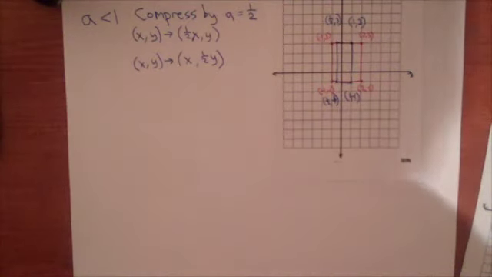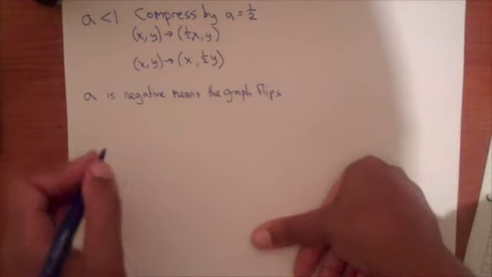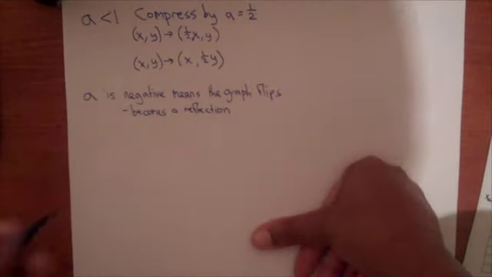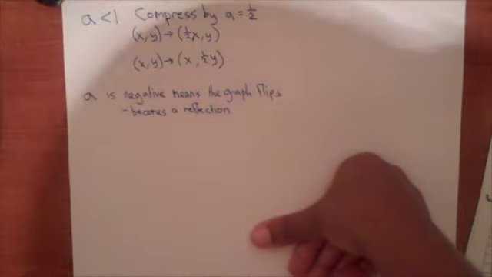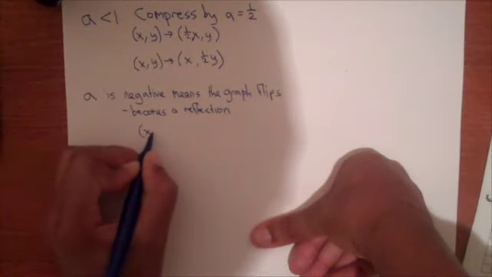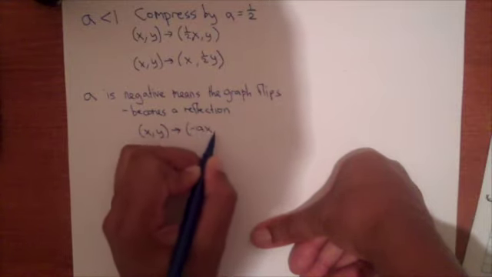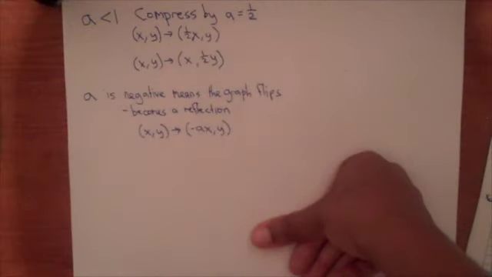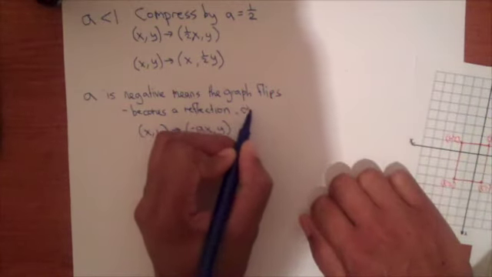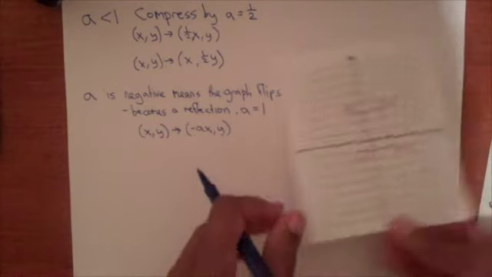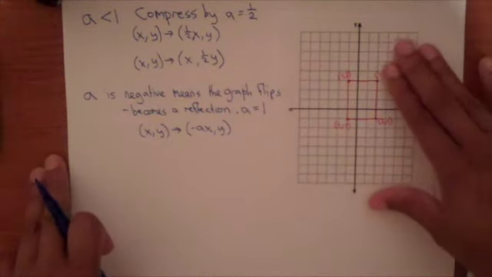And the last thing is what happens if a happens to be negative. If a is negative, the graph is going to flip. It's going to be a reflection. So let's make our a value -1 and see what happens. If we make the x value negative, and right now I'm going to let a be 1, then when we take our rectangle, we just change the sign of all of the x values.